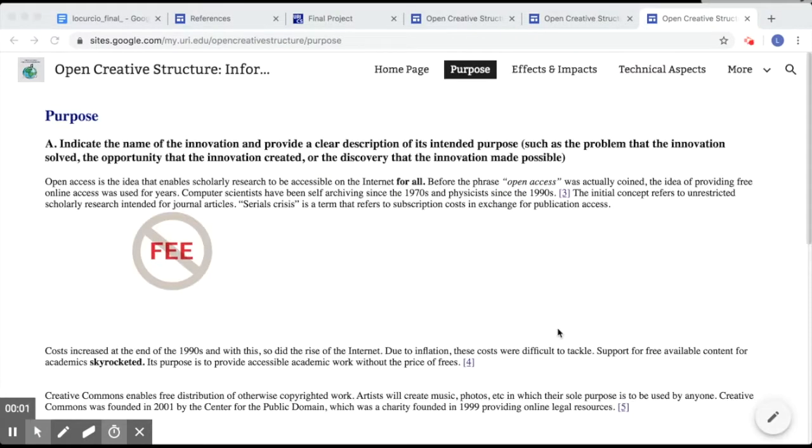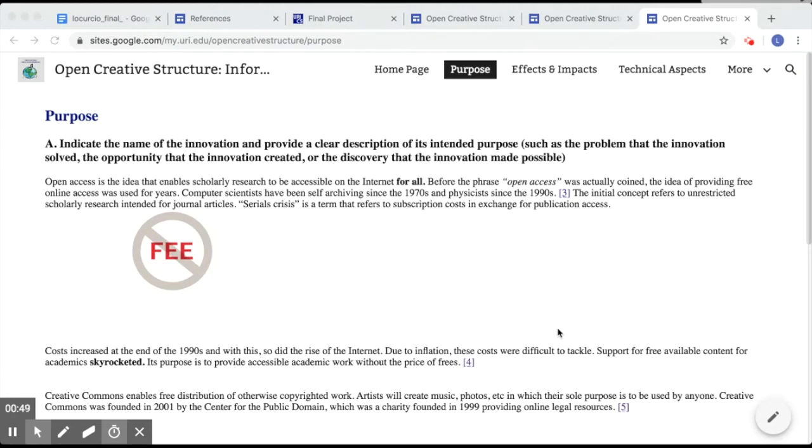For this prompt, I will discuss the history that led to the discovery of the innovations. Before the phrase open access was actually coined, the idea of providing free online access was used for years. Serials crisis is a term that refers to subscription costs in exchange for public access. Costs increased at the end of the 1990s, and with this, so did the rise of the internet, in which people began to post things online for free for anyone to see. Support for freely available content for academics skyrocketed because of the serials crisis.